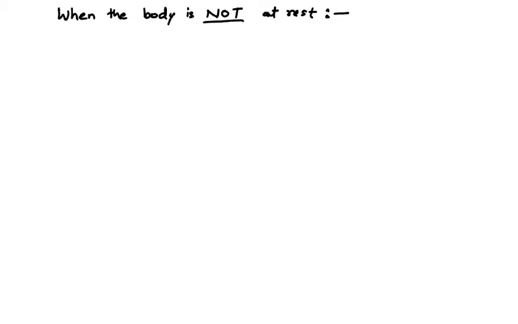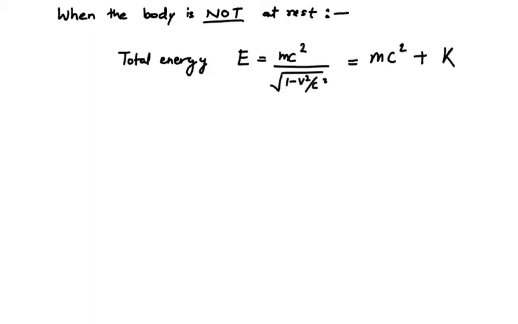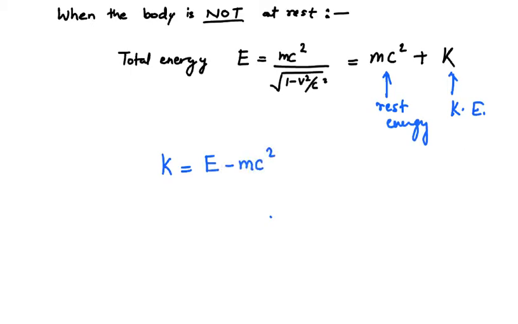we can think of this total energy given by this equation as equal to mc² plus some kinetic energy, and we know that this mc² is the rest energy and this K is kinetic energy. Therefore, kinetic energy K can be written as total energy minus this mc². And this is the equation for our relativistic kinetic energy.